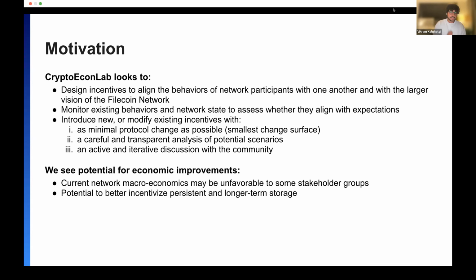So we want the smallest change surface that will have the maximum impact. And we want to present a careful and transparent analysis of potential scenarios of these changes. And obviously we want it to be community driven. But currently we see potential for economic improvements given the current state of the network, particularly the macroeconomic conditions of the circulating supply of the economy, coupled with some of the other mechanisms that contribute to the inflationary and deflationary pressures of the utility token. And also we see that there is potential to better incentivize persistent and long-term storage with the introduction of incentives.